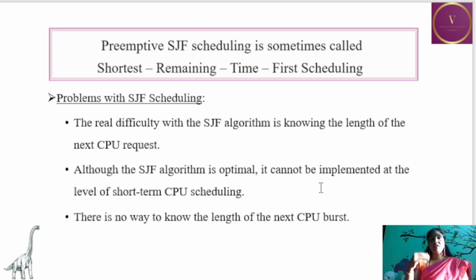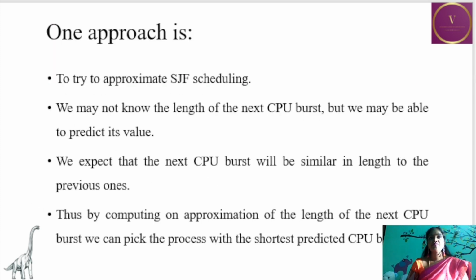So in order to know that, we'll do a few things. What are they? One approach is to try to approximate SJF scheduling. So you will be trying to approximate the length. We may not know the length of the next CPU burst, but we may be able to predict its value. So we will calculate approximately what the next CPU burst time will be. We expect that the CPU burst will be similar in length to the previous one. So by approximating it, we can use this approach.